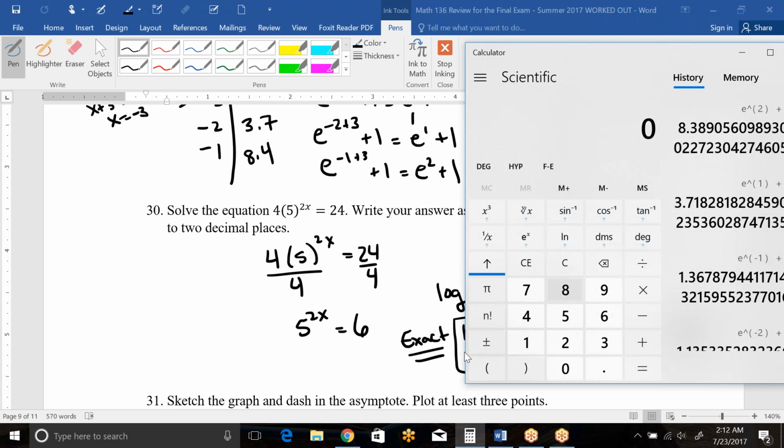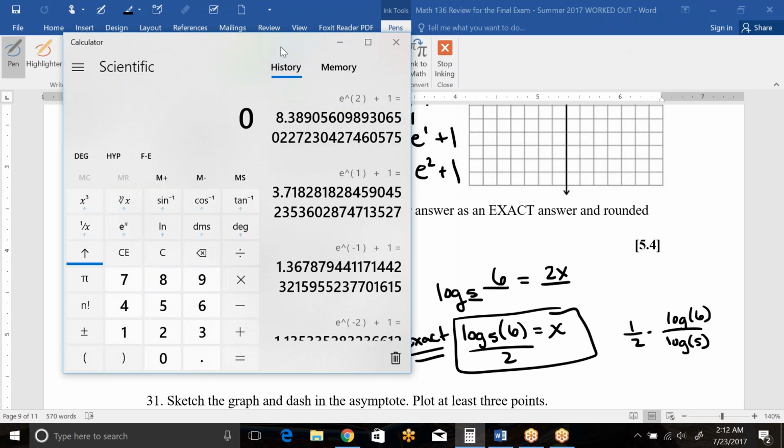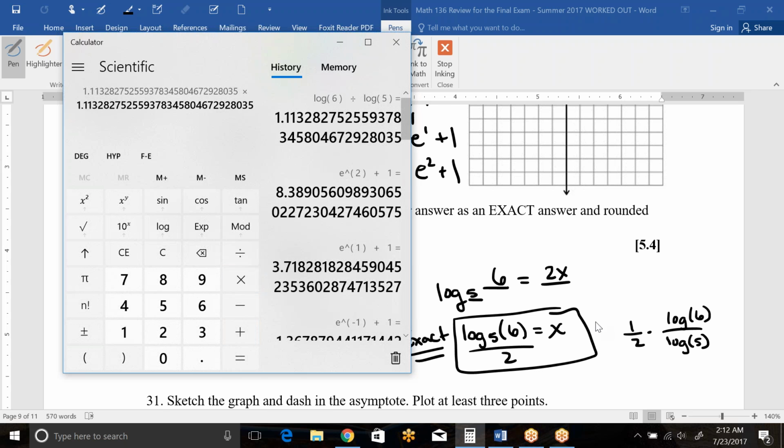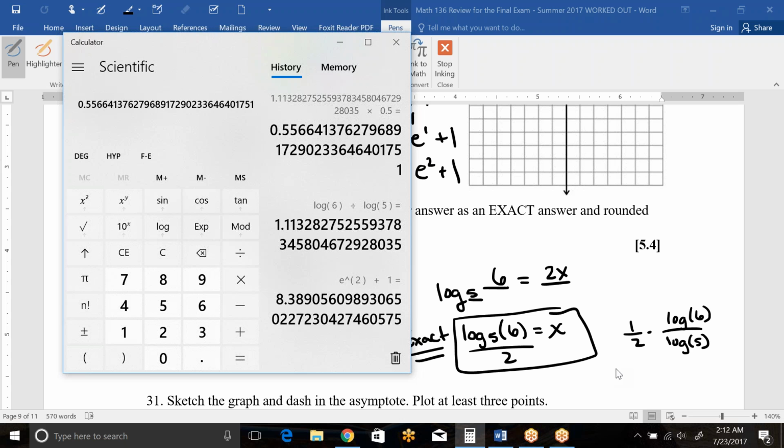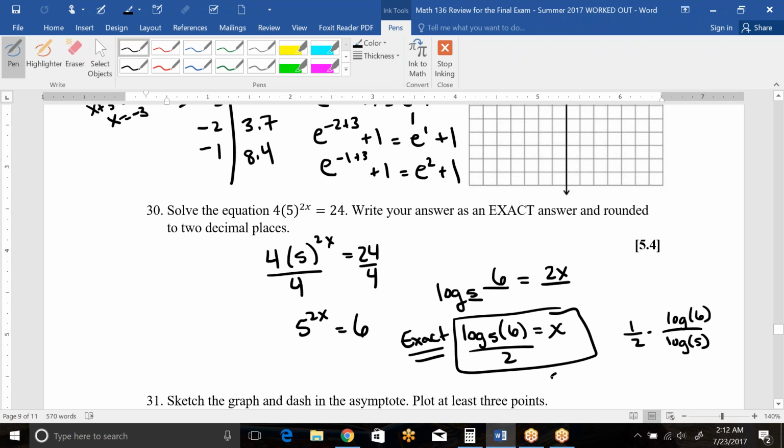So if we want to get the decimal approximation, which the directions do say we need to, this would be log of 6, which I have to enter my 6 in first, divided by log of 5, and then I want to times that by 1/2. So 0.56 if we're going to 2 decimal places. So this is what we call our rounded answer down here. It is important to know the difference.